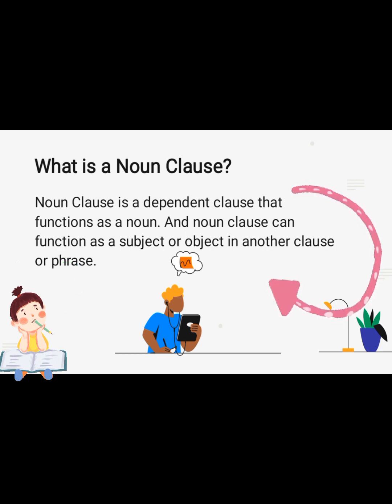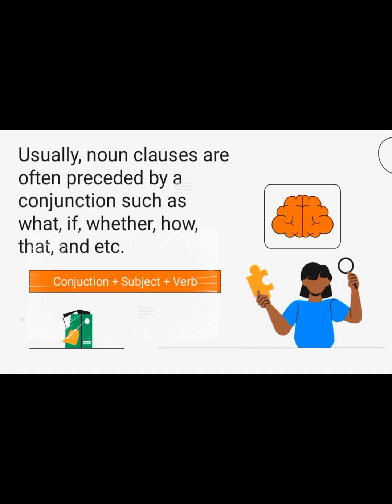However, because it depends on another sentence, the nature of the sentence changes to become a noun. Usually, noun clauses are often preceded by a conjunction such as what, if, whether, how, that, with the formula: conjunction, plus subject, plus verb.